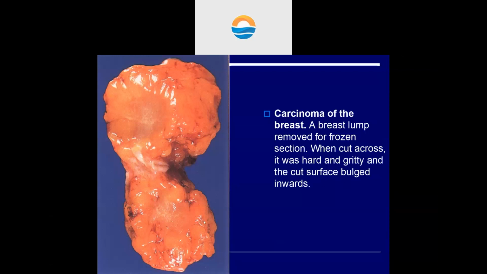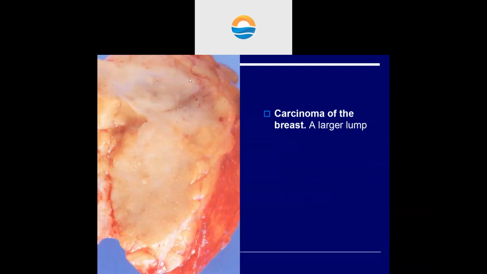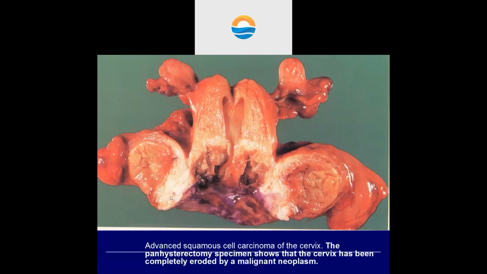Carcinoma of the breast, lump removed, from the frozen section. When cut across, it was hard and gritty, and the cut surface bulged inwards. Again, carcinoma of the breast, a large lump.